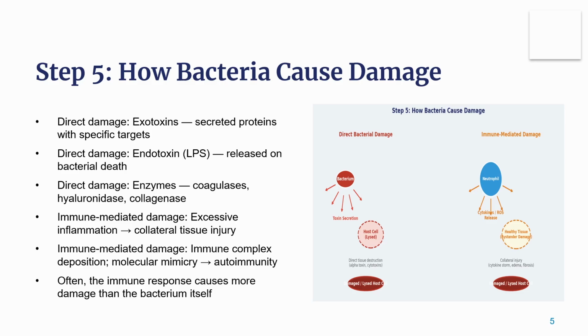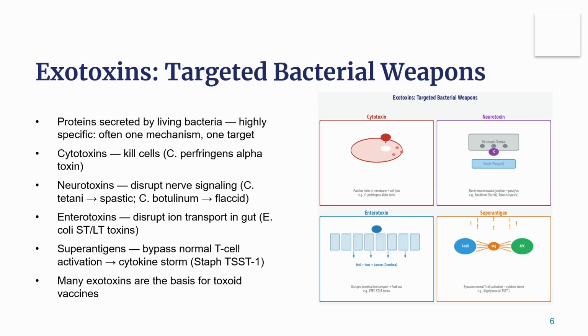Or think about Clostridium perfringens gas gangrene. The alpha toxin is destroying cell membranes and cutting off blood supply faster than the immune system can respond. Some organisms are vicious direct killers. Others are puppet masters that make the immune system do their dirty work.